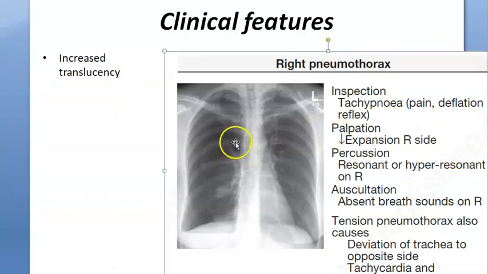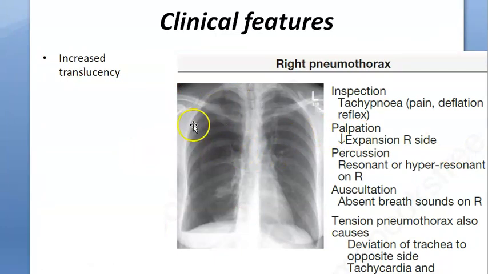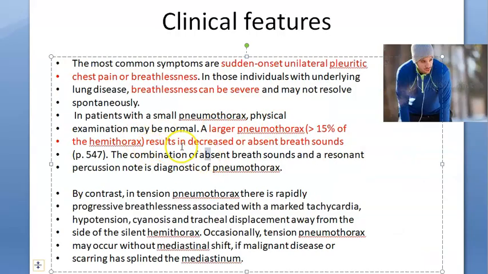Let me show you this. This is the image. You can see here how the lung has collapsed. The collapsed lung is here, and here you can see a lot of translucency. So this is the right side pneumothorax. So if you keep your stethoscope here, what will you hear? There will be absent breath sounds. Okay, so that's what they are saying here: decreased or absent breath sounds on that side.